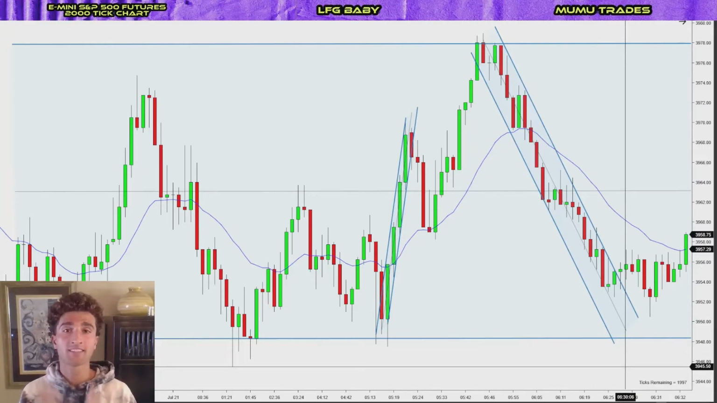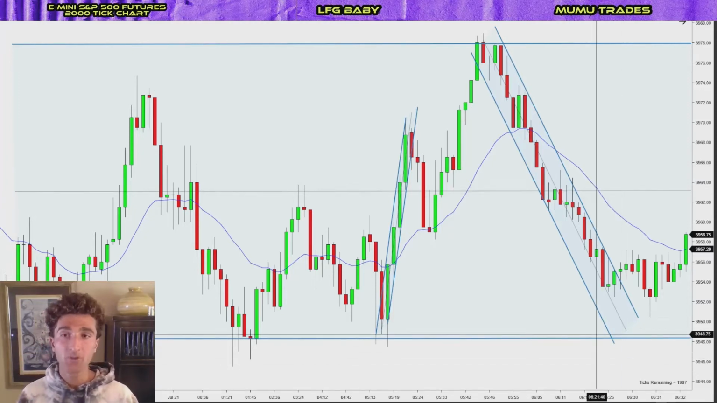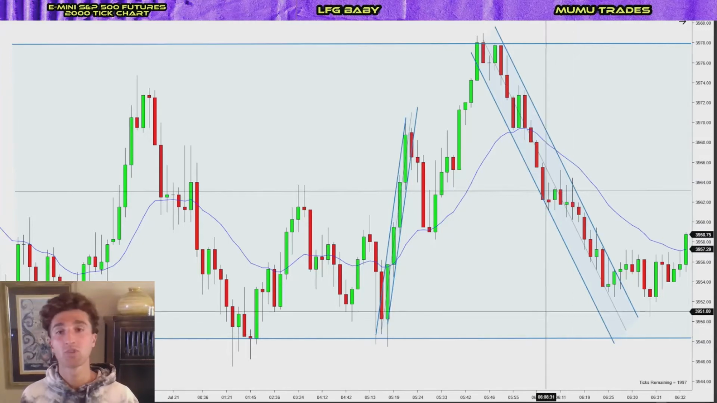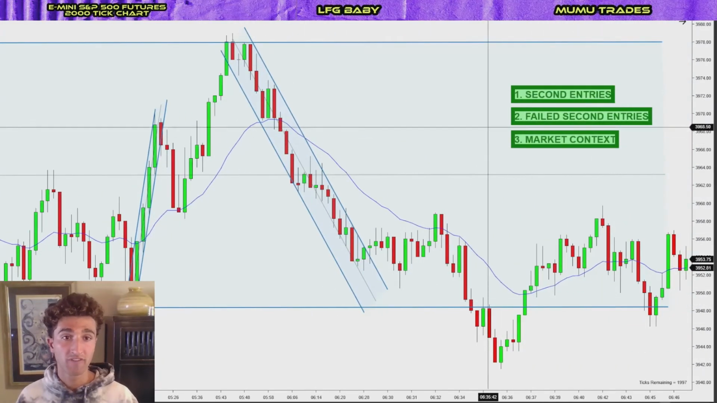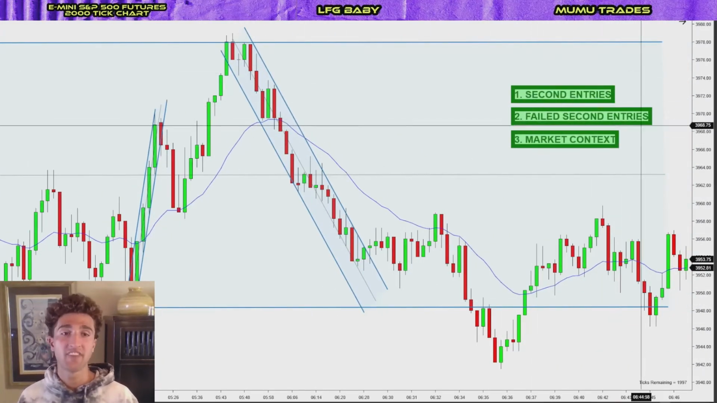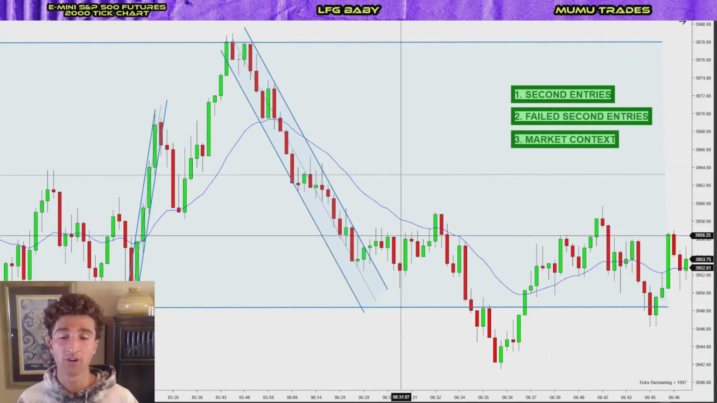What the trend lines give us are not exactly when and where to enter a trade on a specific bar, but they present us a way to interpret price so we can use certain rules and enter trades given the right market context. So what does that mean? We look for second entries, failed second entries, and always in the right market context.